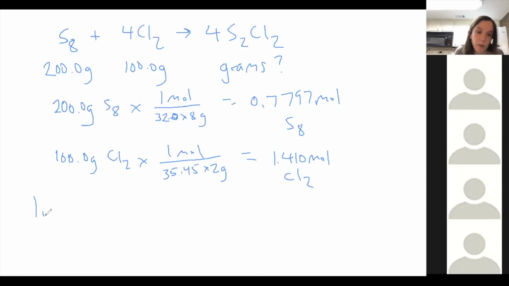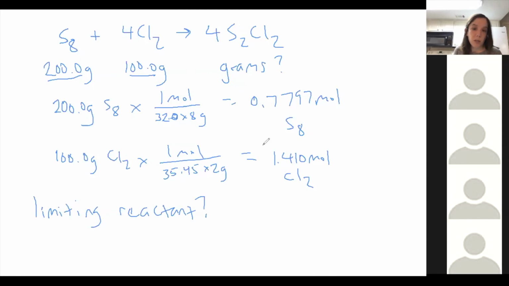So at this point, we would need to find the limiting reactant. So if we're given 2 reactants, in this case, we were given both the grams of S8 and of Cl2, we would need to choose which of these is limiting, which one runs out first. And once we know that, we're going to use the limiting reactant to convert to moles of the product. So whichever one's limiting is what we're going to be using to find the molar ratio and find out how many moles will be produced and then how many grams are produced.